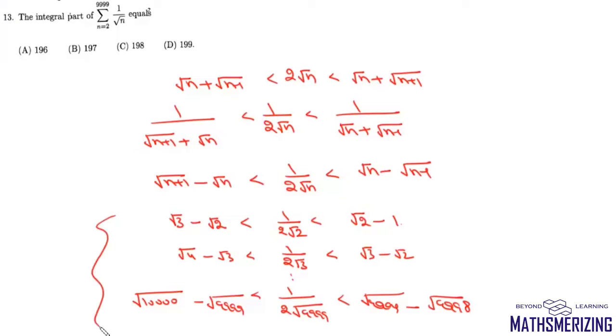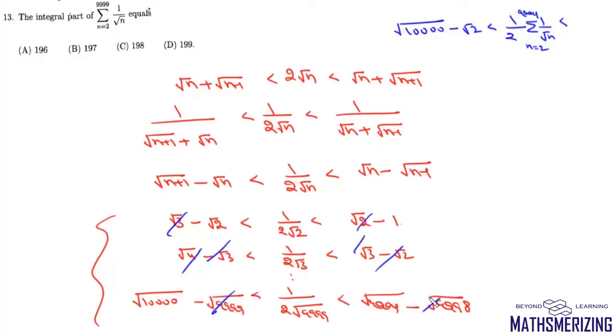Now if we add them all, then in that case this root 3, root 4 will cancel. On the left hand side we'll get under root of 10000 minus root 2, which is less than 1 by 2 times this summation 1 upon root n, when n varies from 2 to 9999, and it is less than, now on the right hand side everything will cancel and it will be under root of 9999 minus 1. Now we'll multiply it with 2. So we'll get 2, and then this square root will be simply 100 minus root 2 is less than this summation, which is less than 2 times under root of 9999 minus 1.